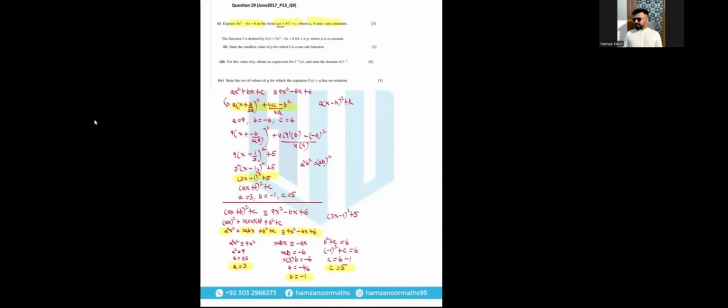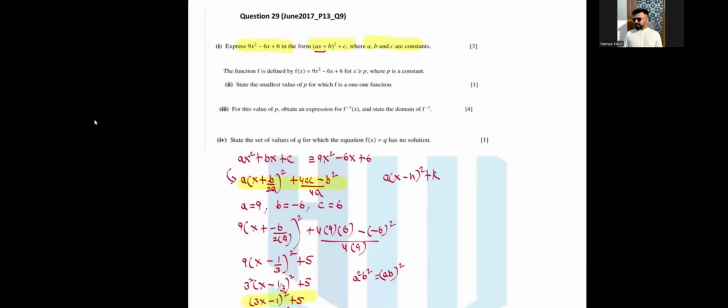All right, so now let's move on to part 2. It says that the function f is defined by f(x) = 9x² − 6x + 6 for the domain x ≥ p, where p is a constant. The requirement of part 2 is: state the smallest value of p for which f is a one-to-one function.